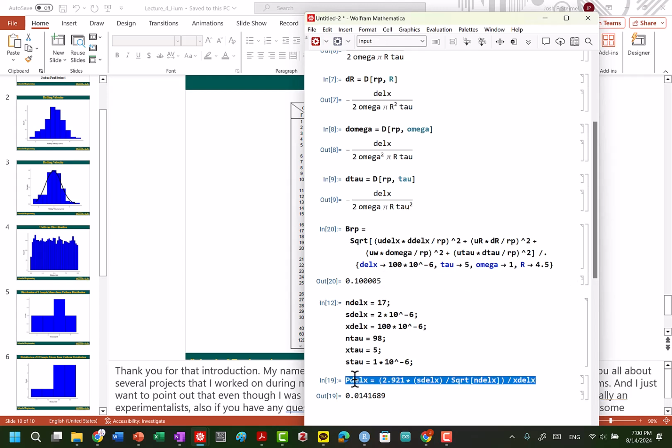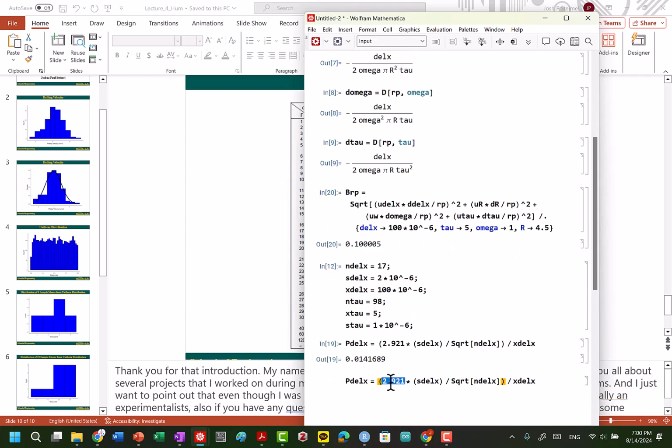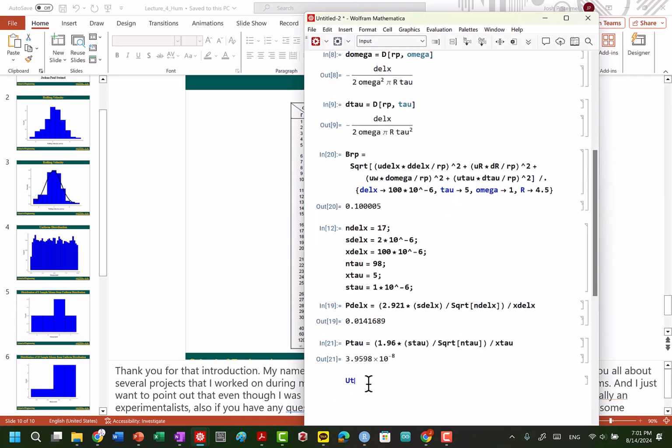That's our percent there. Because we're doing a large sample size, it should be 1.96 S tau N tau, and then divide out by X tau to make it dimensionless, P tau. So now I can do the total uncertainty equals square root of what? Percentages. BRP squared plus P del X squared plus P tau squared.